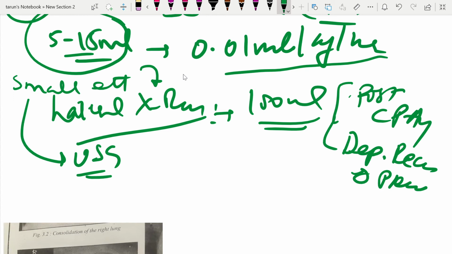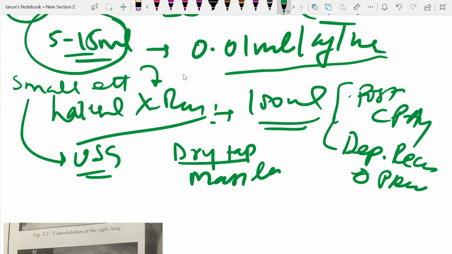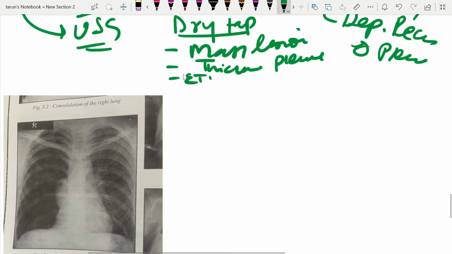So if you are tapping a pleural effusion patient and you get a dry tap, then what should you think? You should think of a mass lesion, or a thickened pleura, or sometimes empyema thoracis. For empyema thoracis, you will do what? A wide bore needle is required. So these are the causes of dry tap: thickened pleura, mass lesion, and empyema thoracis.